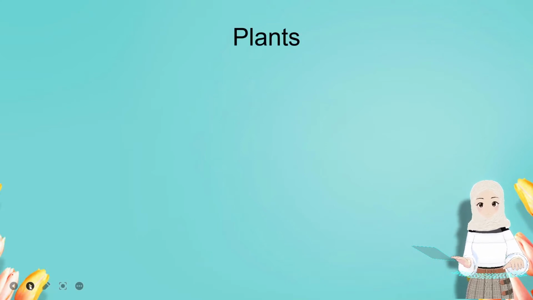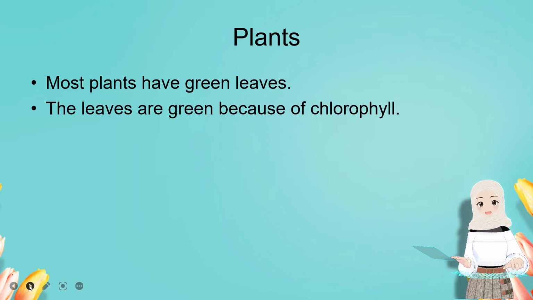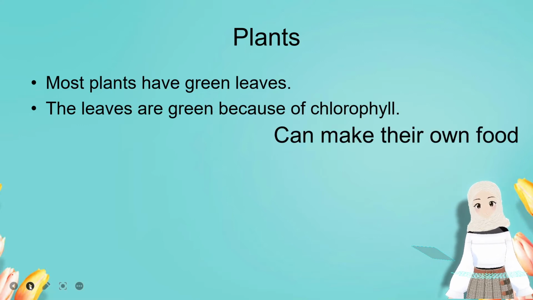Plants. So most plants have green leaves. Banyak tumbuh-tumbuhan ada daun hijau. The leaves are green because of chlorophyll. So daun-daun ini sebenarnya hijau pasal dalam daun itu ada benda chemical namanya chlorophyll. If kamu tahu kadang-kadang daun ini warnanya purple atau warna kuning, sebab tidak ada chlorophyll tu.